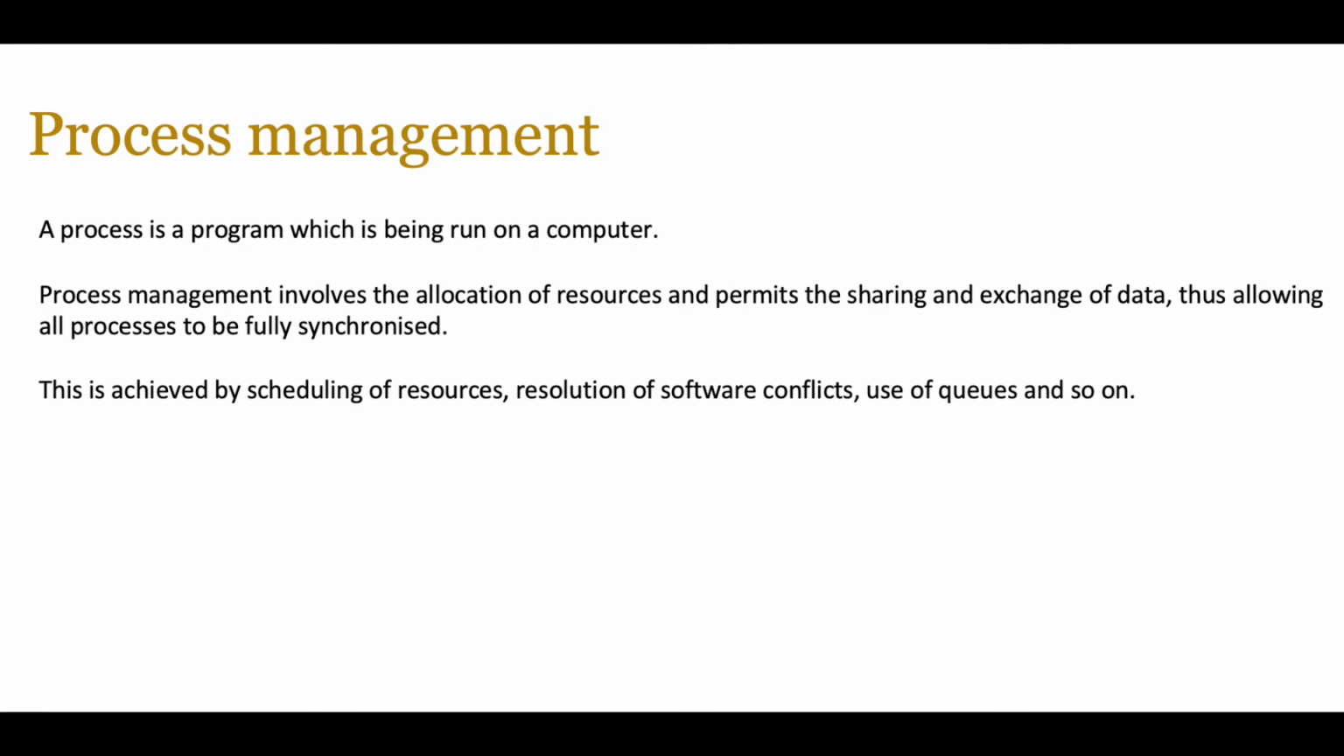A process is defined as a program which is being run on a computer. And process management involves the allocation of resources and permits the sharing and exchange of data, thus allowing all processes or all programs to be fully synchronized. And this is achieved by scheduling of resources, resolution of software conflicts, interrupts, use of queues, and so on. That's all you need to know about process management at this particular point in time when you talk about it in the context of an operating system: that a process is a program, and process management involves the allocation of resources and permits the sharing and exchange of data, making sure that all the processes are fully synchronized.